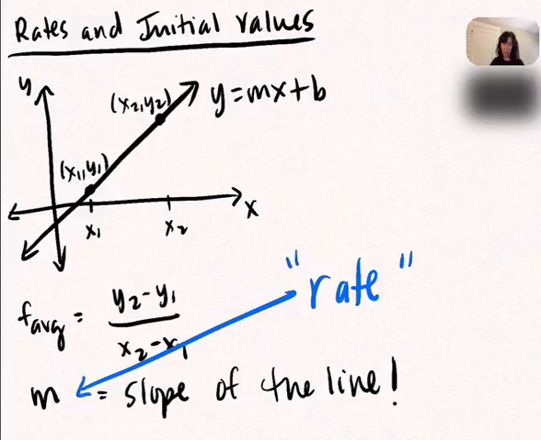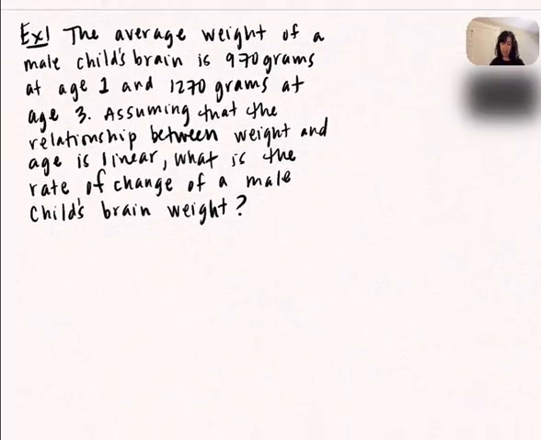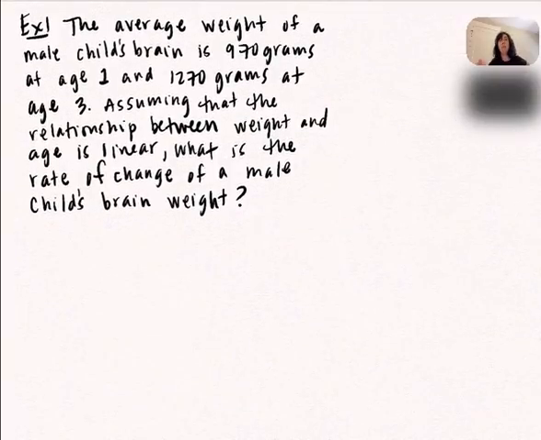Okay, so let's look at an example. The average weight of a male child's brain is 970 grams at age 1 and 1,270 grams at age 3. Assuming that the relationship between weight and age is linear, what is the rate of change of a male child's brain?